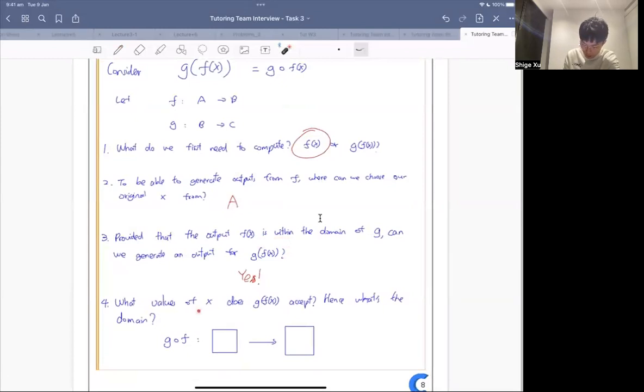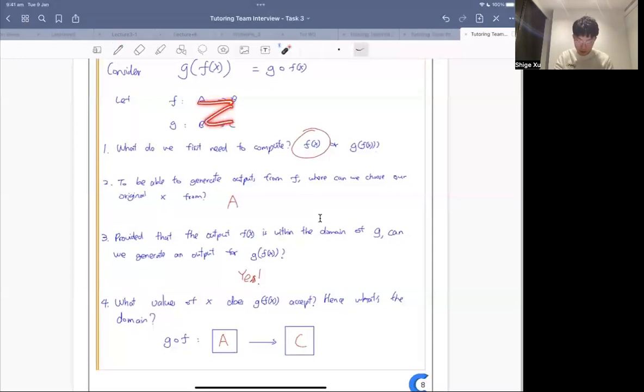Then, what are the values of x that g of f of x accepts? Right. Which means, what is the domain? Well, g of f of x only makes sense if f of x makes sense. Right? And when does f of x make sense? If we choose values from the set A. So g composite f maps from the set A to the set C.